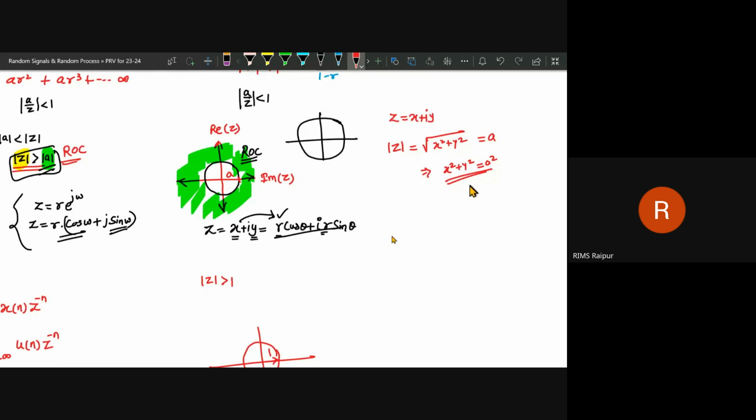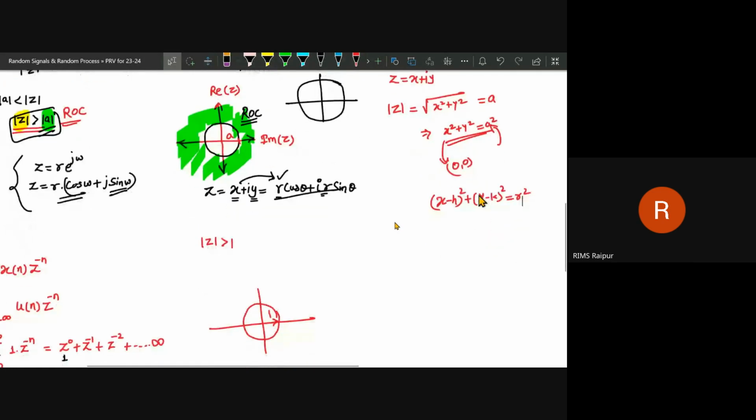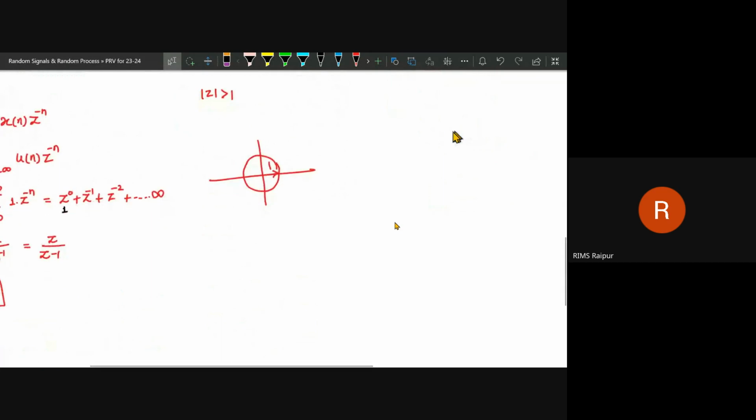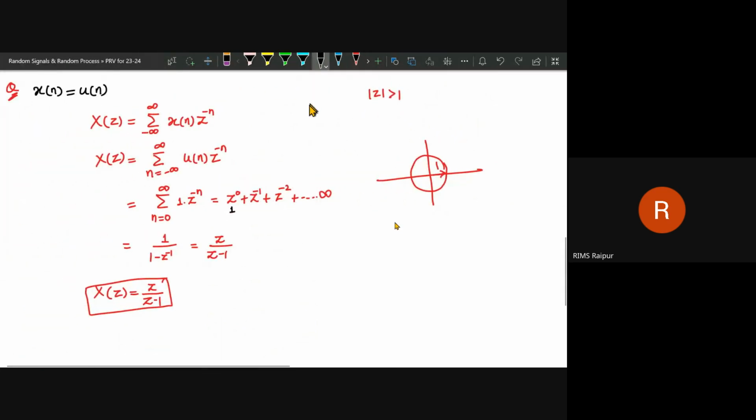Okay, and this is a standard equation of a circle with center 0 comma 0, that is origin, and the radius as a. Here you might have remembered this equation of circle, standard form of equation of circle, x minus h whole square plus y minus k whole square is equals to r square, correct? So here h and k are 0 and the value of r is a. That's why it will always form a circle, and whatever in the right hand side will be the radius of that circle.